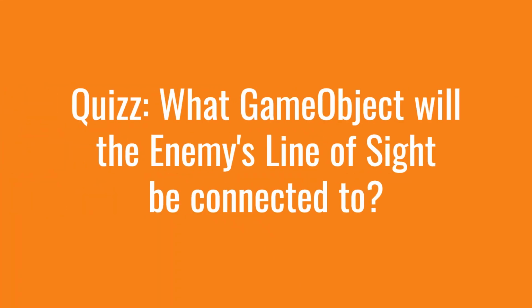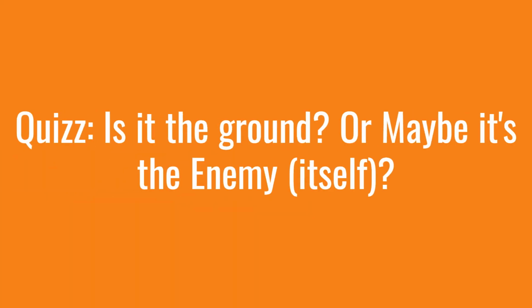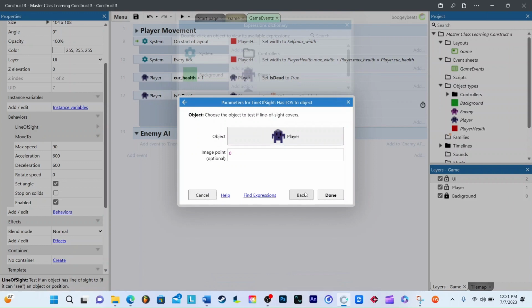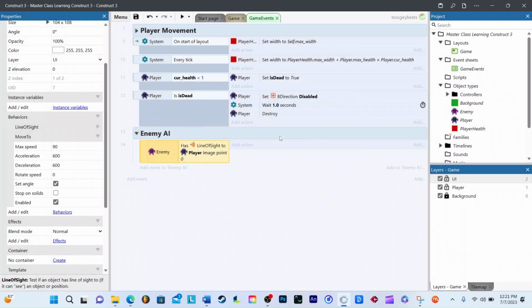So what object do you think we will use? Yeah, this is the first quiz. I will give you some time to come up with an answer. If you said the player game object, you are correct. Now our enemy has a line of sight to the player within that range.